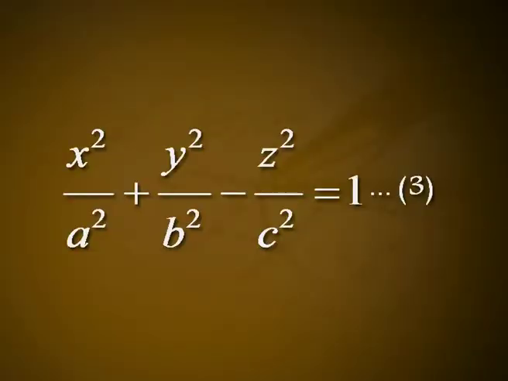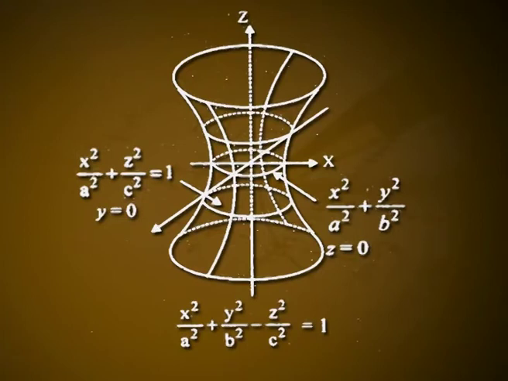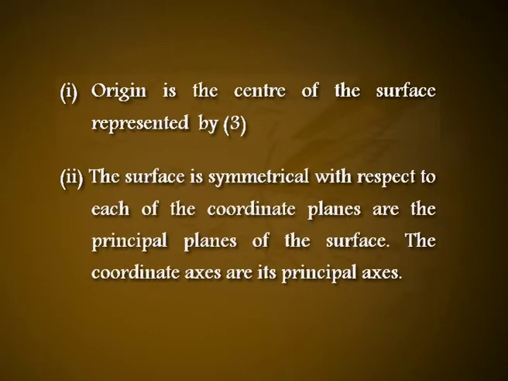The hyperboloid of one sheet. The surface represented by the equation x square by a square plus y square by b square minus z square by c square is equal to 1, equation number 3, is called a hyperboloid of one sheet. Nature and shape of the surface. See figure 2. Origin is the center of the surface represented by 3. The surface is symmetrical with respect to each of the coordinate planes, which are the principal planes of the surface. The coordinate axes are its principal axes.